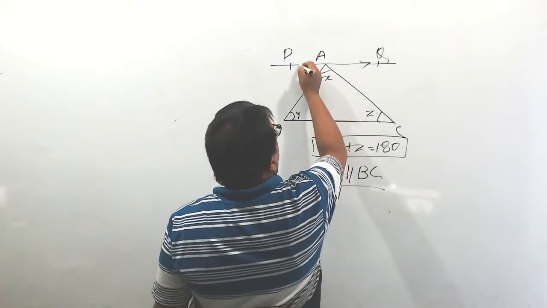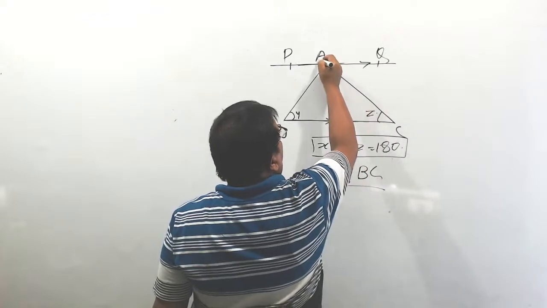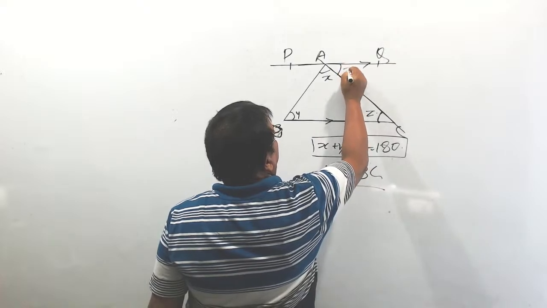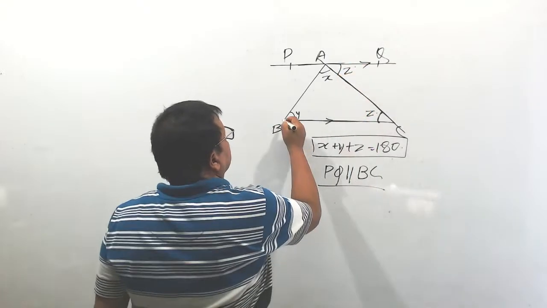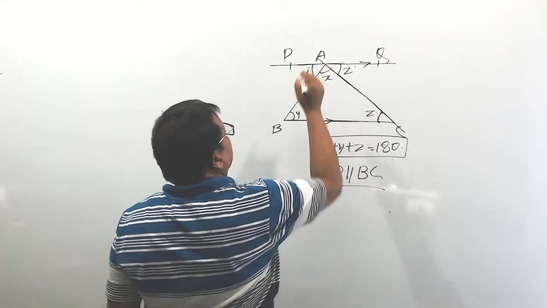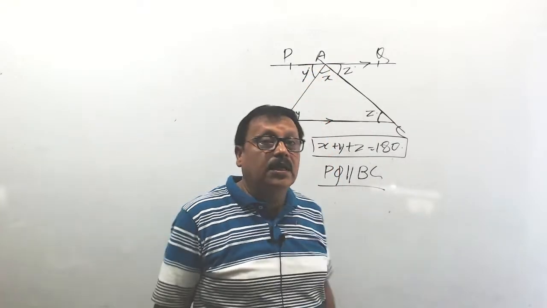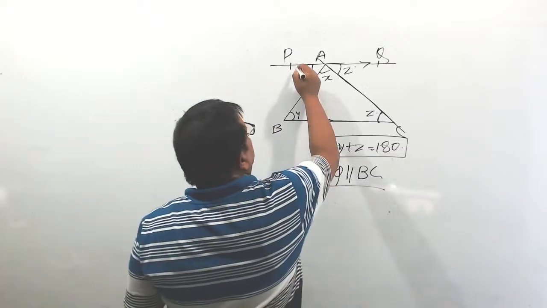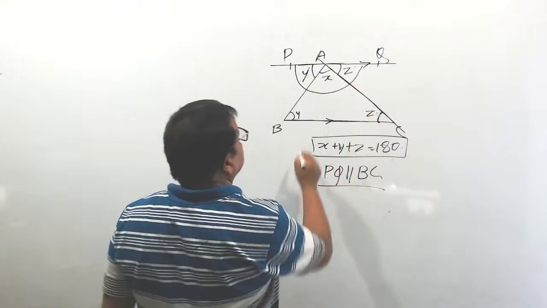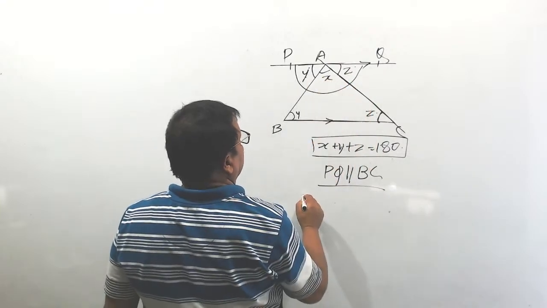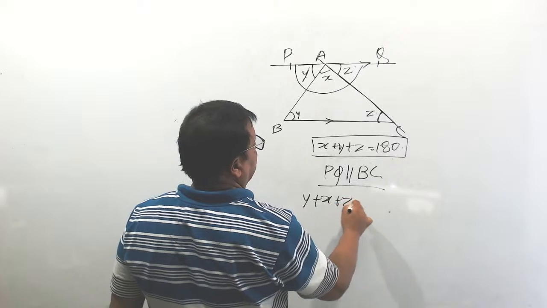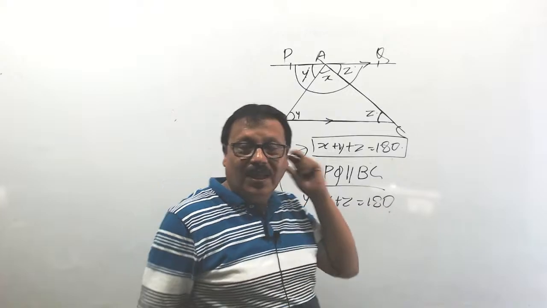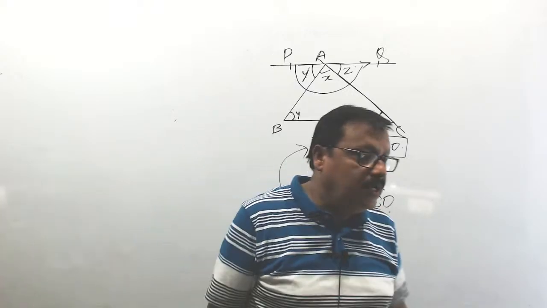So, since these two lines are parallel, and of course this is what? Transversal. And this angle Z will be equal to Z. This angle will be Y. What? Corresponding angles are equal. Right? Corresponding angles are equal. Now, what is this angle? Straight angle. That is Y plus X plus Z is equal to what? 180. Understood? Very simple one. Okay, it's tricky.